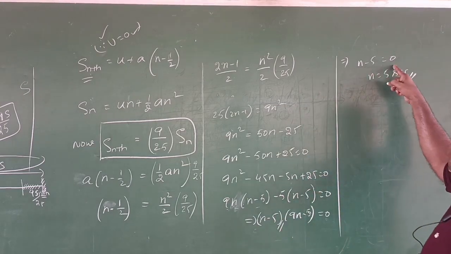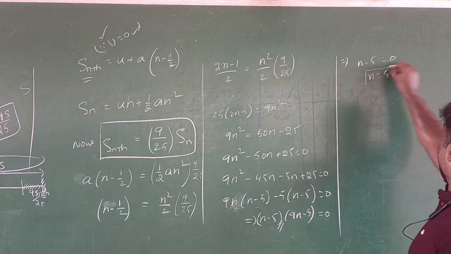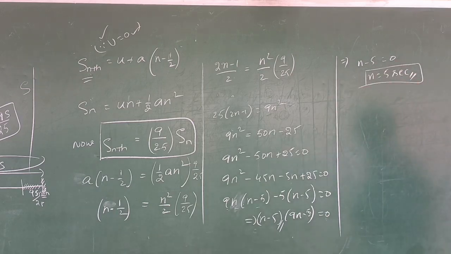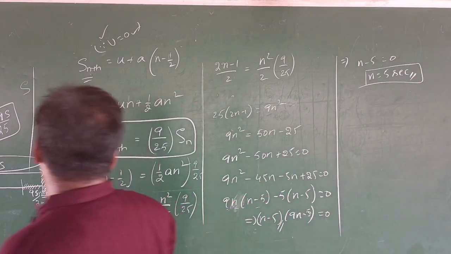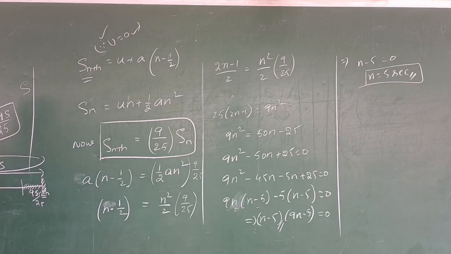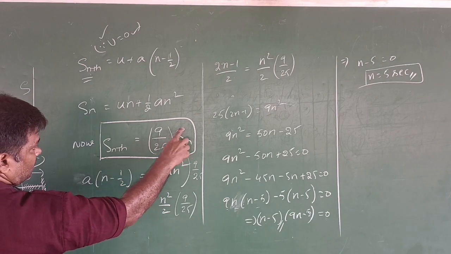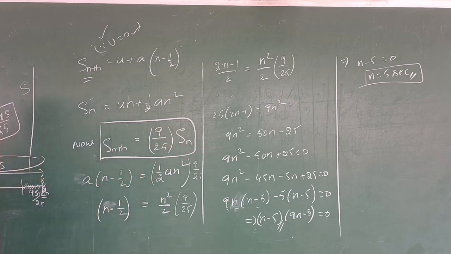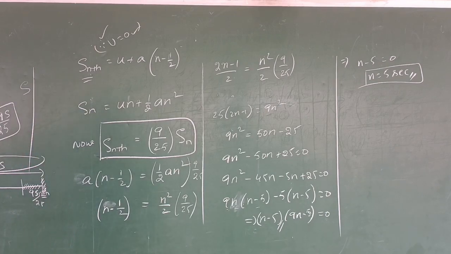n minus 5 is equal to 0, so n is equal to, bring this minus 5 to the left hand side, you will get plus 5. This is your answer. After n is equal to 5 seconds, the whole distance covered by it, Sn, is equal to, bring this 25 into Sn divided by 9. Okay, just note it down everyone.